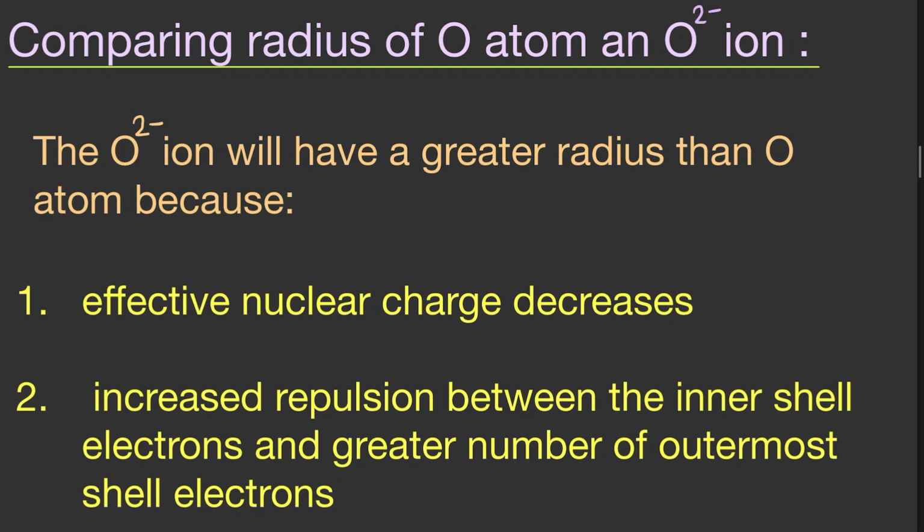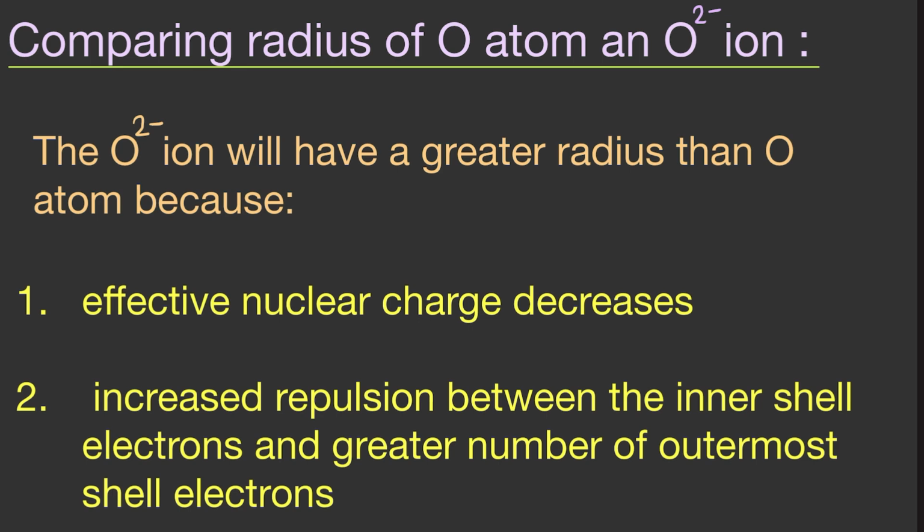And this explains the difference in atomic radius for atoms and ions. Whenever an atom forms a negative ion, the size of the negative ion is generally greater than the size of the atom itself. For example, whenever an oxygen atom gains 2 electrons to form an oxide ion, its ionic radius will be greater, and the reason is that effective nuclear charge decreases because there are more electrons, and so the nucleus is not able to attract as effectively. And the number 2 reason is that there is increased repulsion from the greater number of outermost shell electrons.